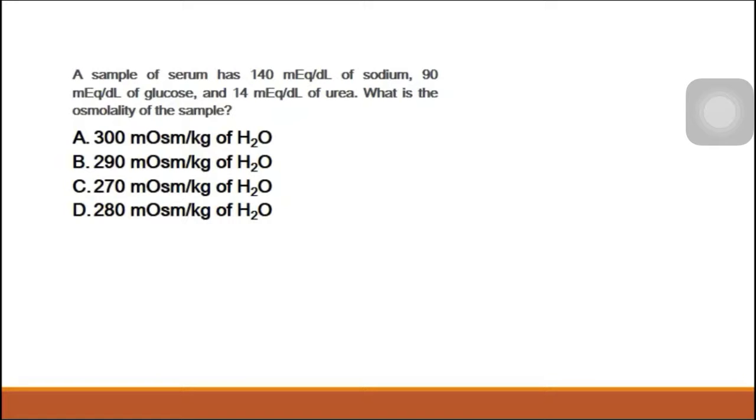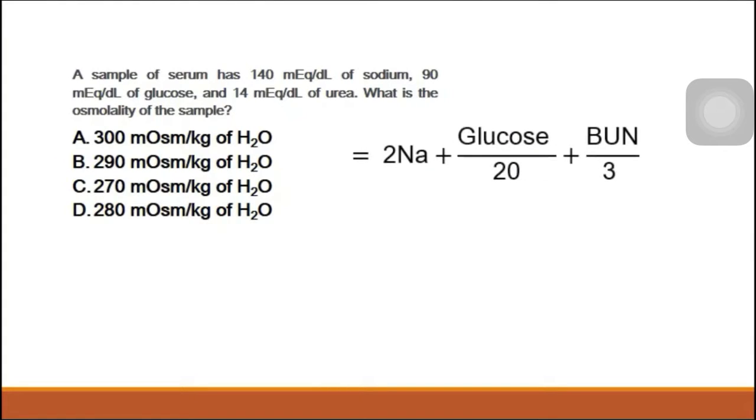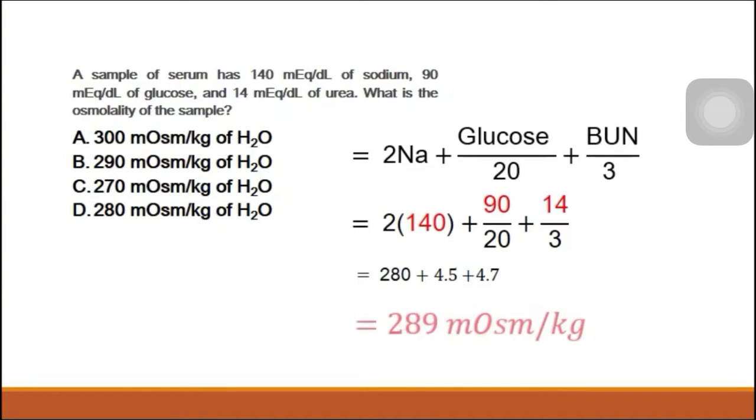Remember, we use the formula 2 sodium or 1.8 sodium plus glucose over 20 plus BUN over 3. Substituting the given, we have 2 times 140 plus 90 over 20 plus 14 over 3. Approximately, we get around 289 milliosmoles per kilogram. So the correct answer would be letter B. Again, the correct answer is letter B.